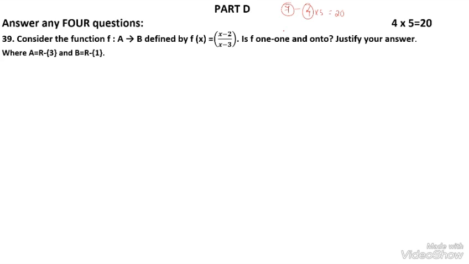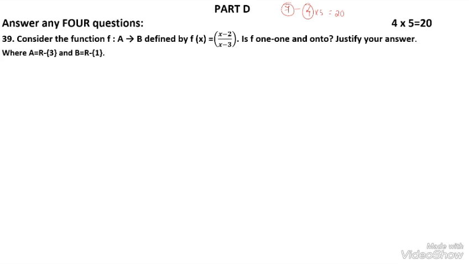The first question in this session is question number 39. Consider the function f from A to B defined by f of x equals x minus 2 divided by x minus 3. Justify whether f is one-one and onto. Where A is the real numbers minus 3, that is, all real numbers except 3, and for the set B, all real numbers except 1.